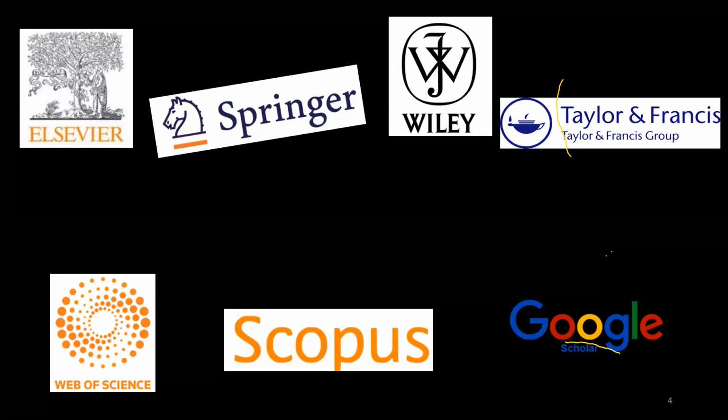One is Elsevier, coming under Science Direct. Then Springer is there, Wiley is there, Taylor and Francis is there, and a few more. IEEE is there, Hindawi is there, and a lot of publishers are available there.